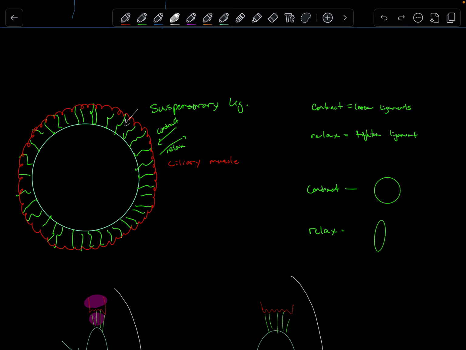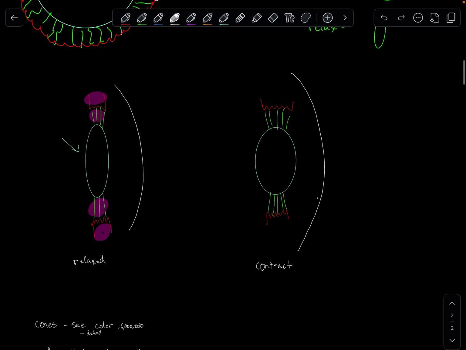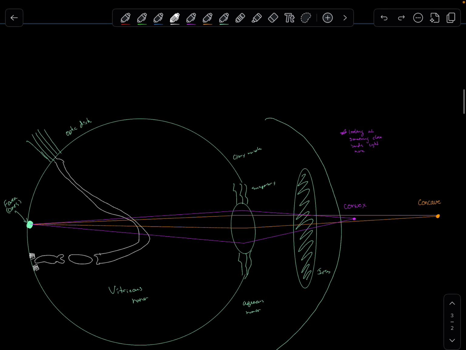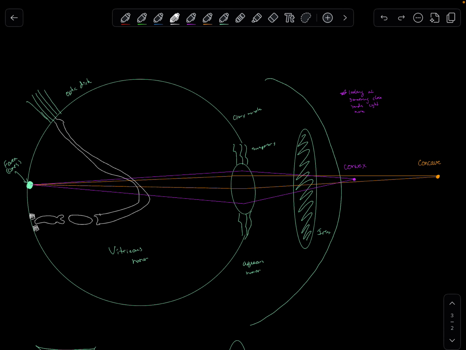But if it relaxes, goes out, it's going to tighten or pull on the suspensory ligaments, which is going to create this convex looking lens. Take a look at that and see if hopefully that makes sense. We'll hit that in just a second, but here we go. Here we have the eye.